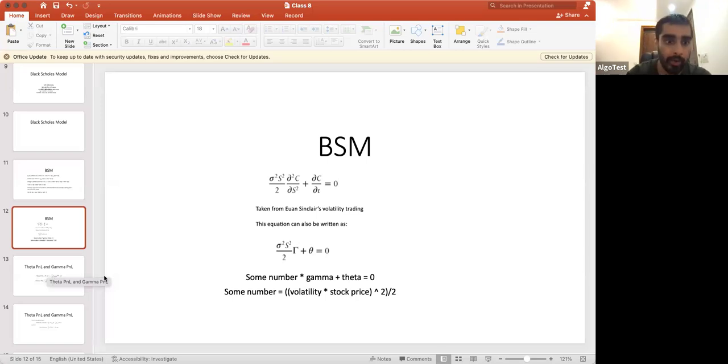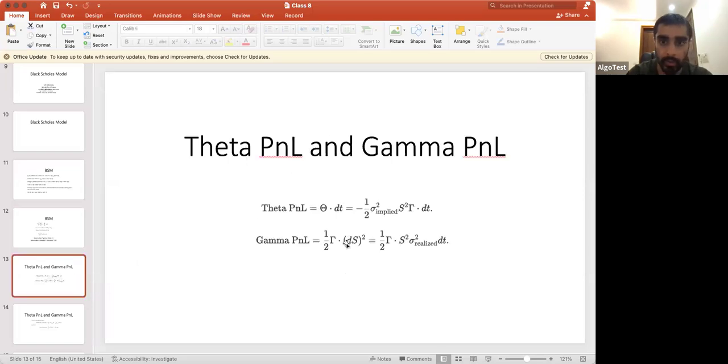And then, I know, don't be intimidated by these symbols, guys. I'm going to simplify all of these again, right? So this sigma squared implied is just my IV. And this sigma squared realized is my RV. Let me rewrite this, so it's easy to understand.